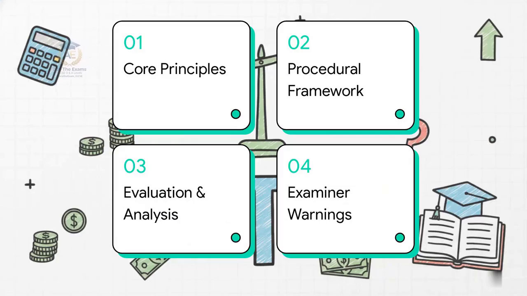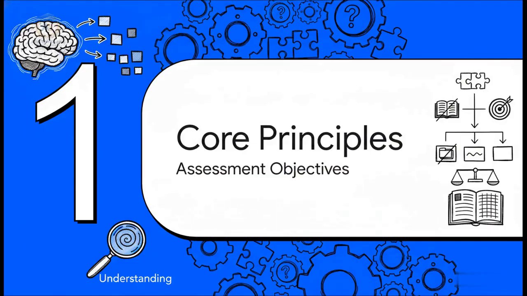Here is our strategic roadmap for this session. First, core principles and assessment objectives. Second, the procedural framework. Third, evaluation and critical analysis. And finally, top examiner warnings. Let's jump right in. Section 1. Core Principles and Assessment Objectives.